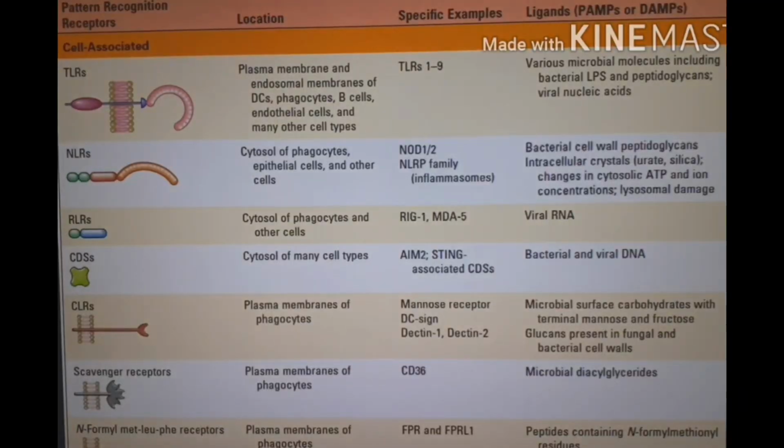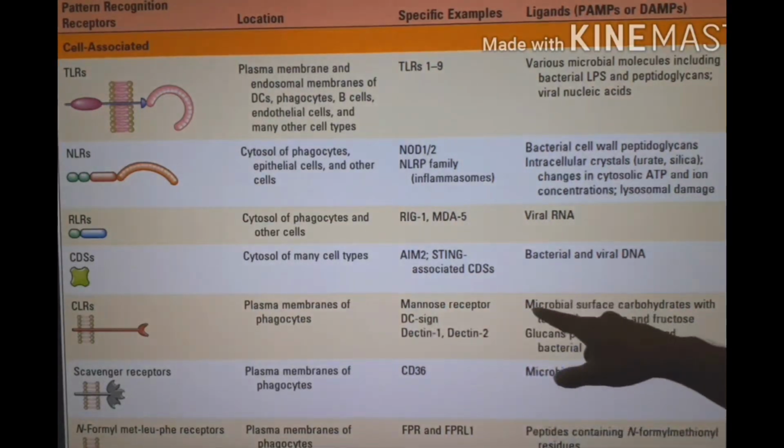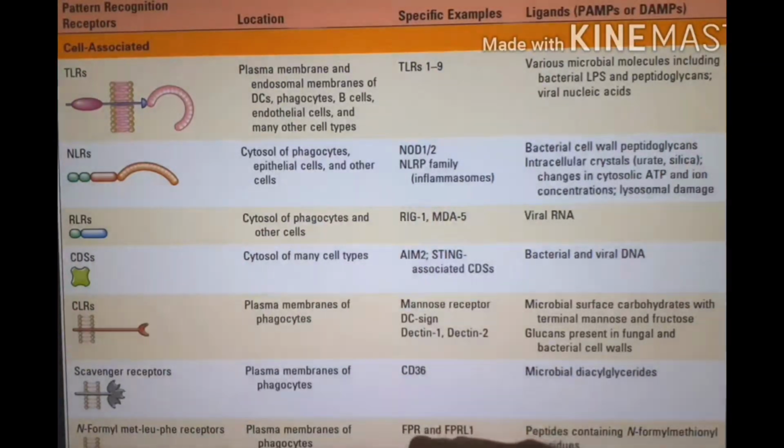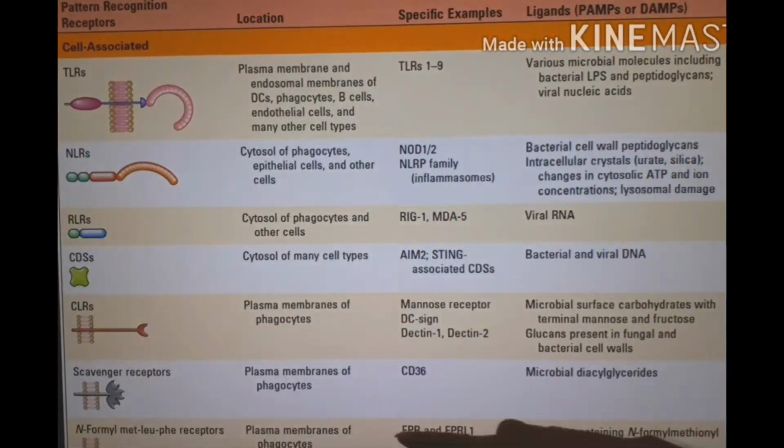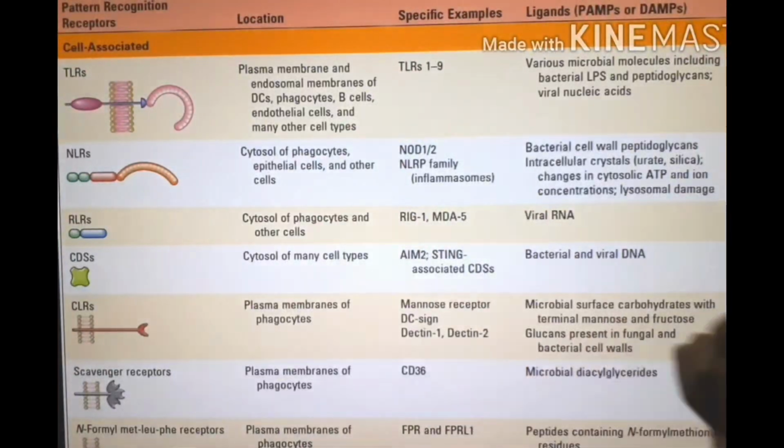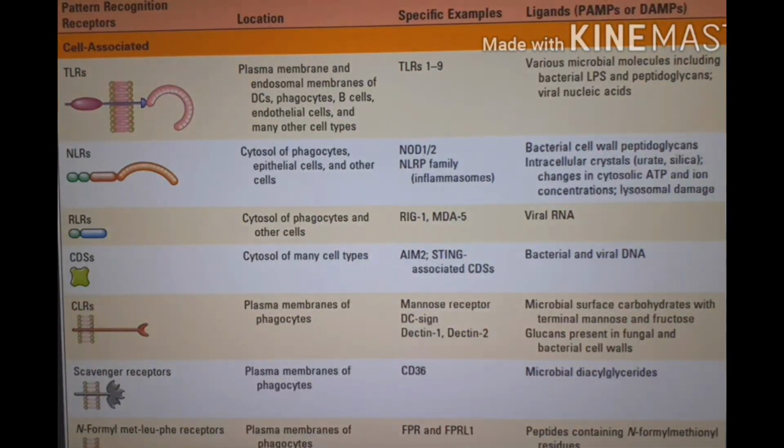Then there are some receptors that can recognize these PAMPs. These are called pattern recognition receptors, like toll-like receptor, NOD-like receptor, and retinoic acid-inducible gene 1-like receptor. You can simply remember it as a retinoic acid receptor. CDS means cytosolic DNA sensors that can sense bacterial or viral DNA. Then C-type lectin receptors, scavenger receptors, and another important receptor called the N-formyl methionine leucine phenylalanine receptor, which can recognize this peptide.